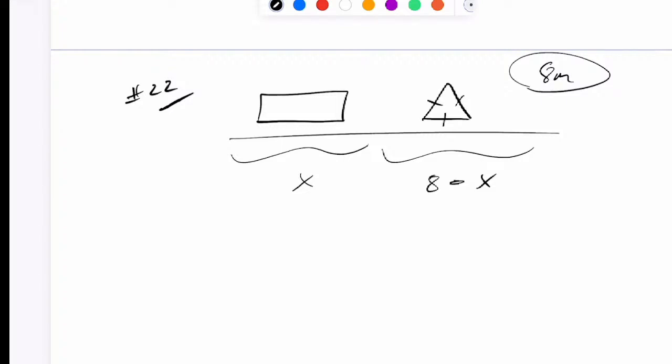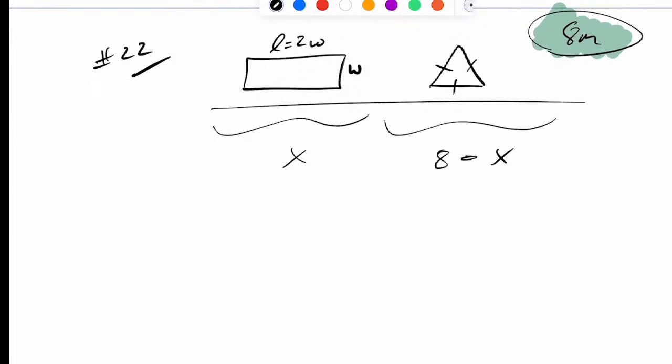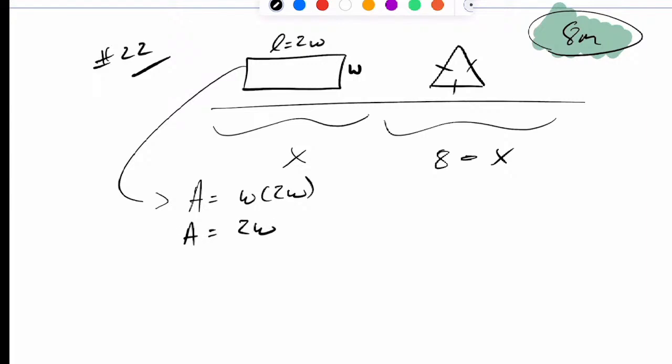So Eric, with 22, since you're the one who asked 22, you have the same setup. You've got a wire that's 8 meters long. It's being cut at some length at x, and then you have your remainder length. Creates two shapes. First shape, they tell you in the question, is a rectangle. It says its length is twice its width. So if I let this be the width, its length is equal to twice the width, so 2w. And then the remainder on this side here, I have an equilateral triangle. So this part's easy, right? The area of this shape would be w times 2w, so the area would be 2w squared.